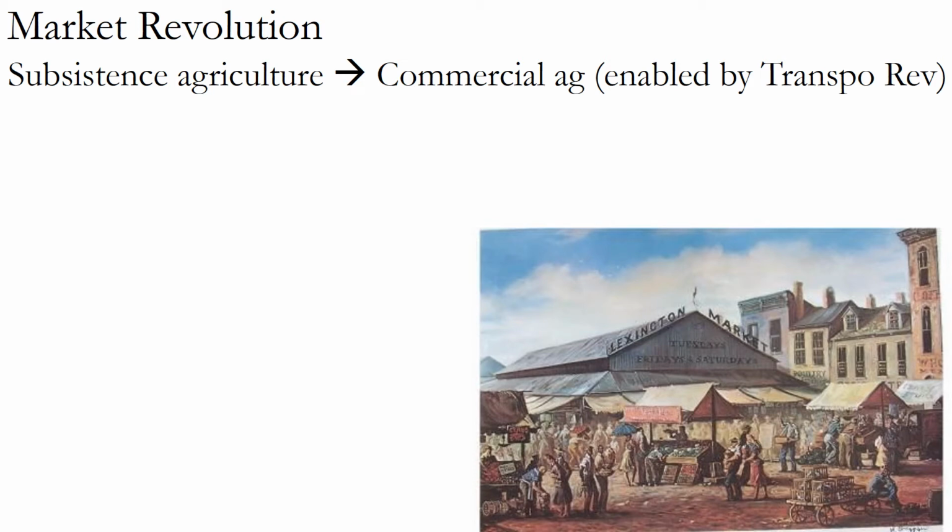But now, because the transportation revolution has made it possible to deliver crops to market, after the market revolution, most Americans are involved in commercial agriculture. They can grow enough food to feed their families, easy, and they have surplus. They have extra crops to sell.